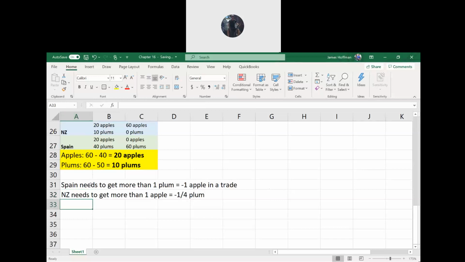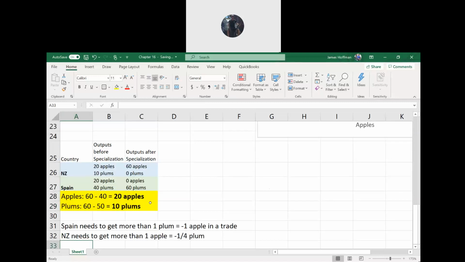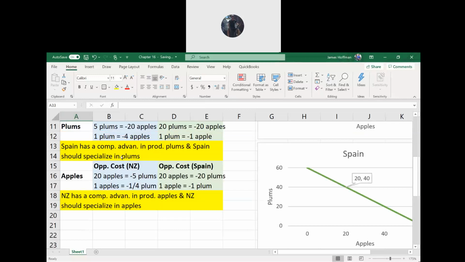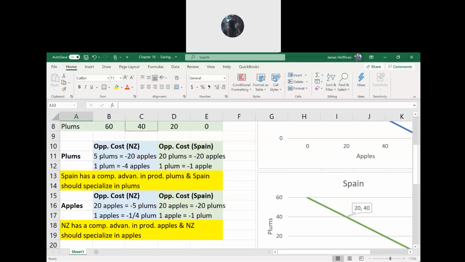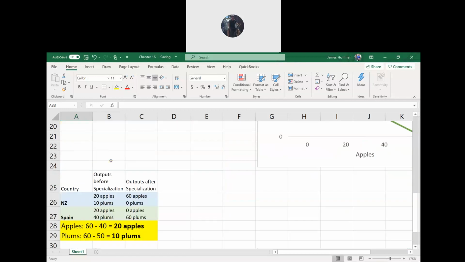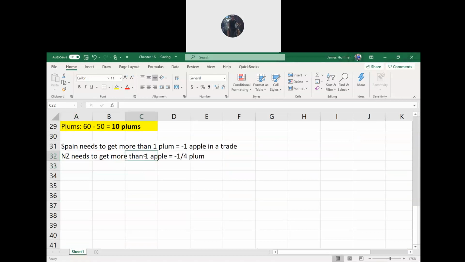Okay, so when I say that Spain needs to get more than this, and New Zealand needs to get more than this, all I'm doing is saying they have to beat their initial opportunity cost in a trade. Otherwise, it wouldn't benefit them. So let's put this in terms of one good, like one apple equals something else, and then we'll see what the limits are in which they could both be better off in a trade. So for Spain, it's one plum equals minus one apple.